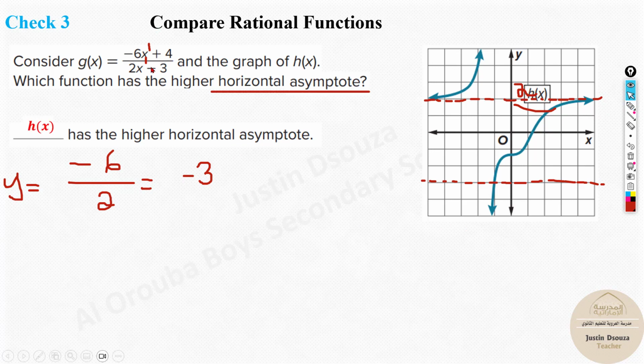Because here, just solve for the horizontal asymptote, you will see the degrees are the same and the answer is minus 3, which is down below, whereas this has it at positive 2.